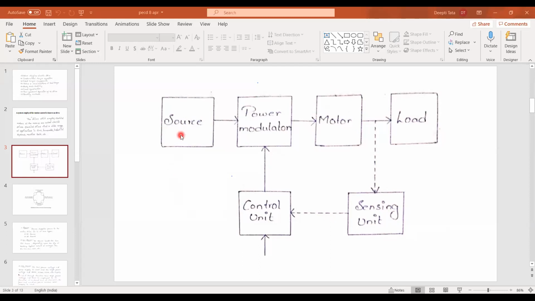Okay, just tell me, is it the drive? No. Is it the motor? No. Is it the sensing unit? No. Control unit? No. But what about the load? What is the load we are going to connect to the motor?